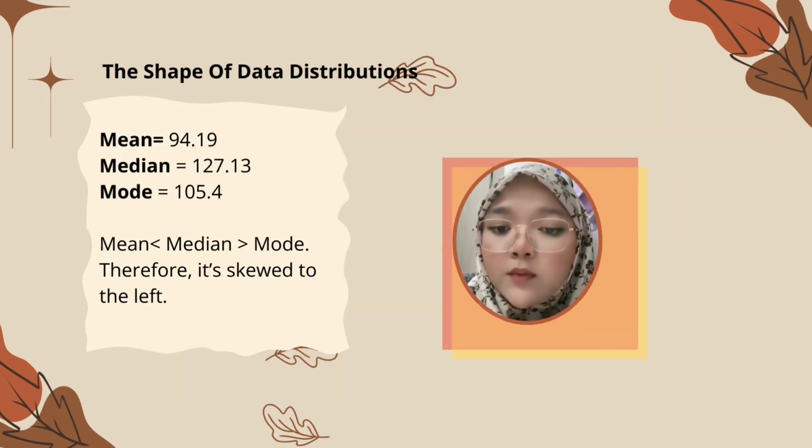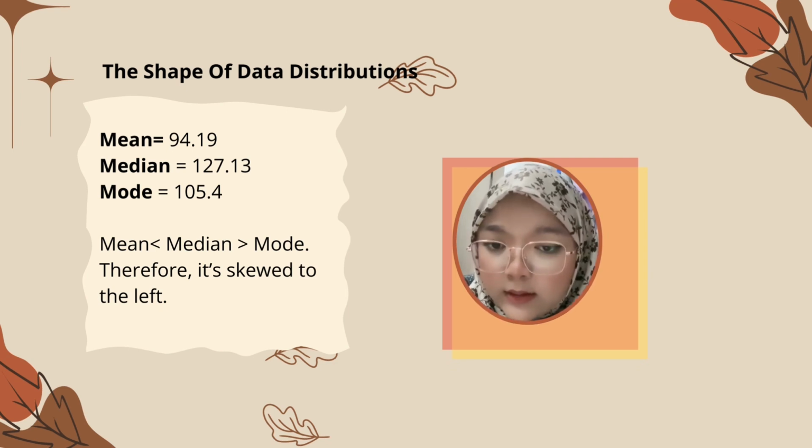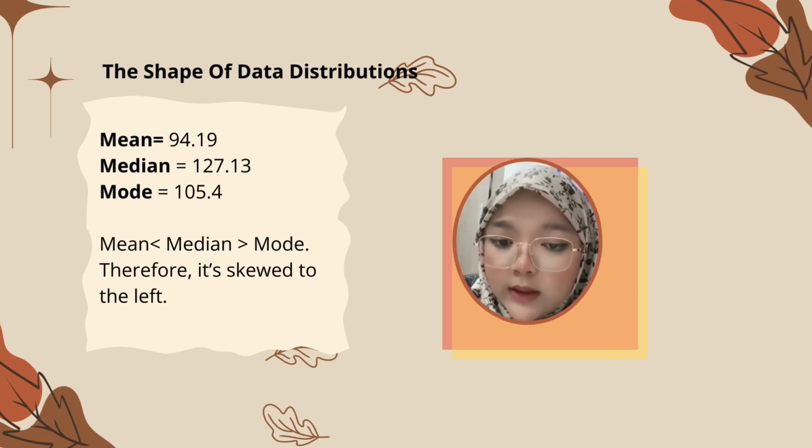Okay, next we move to the shape of the data distribution. Mean 94.19, median 127.13, mode 105.4. The mean is smaller than the median, and the median is larger than the mode.